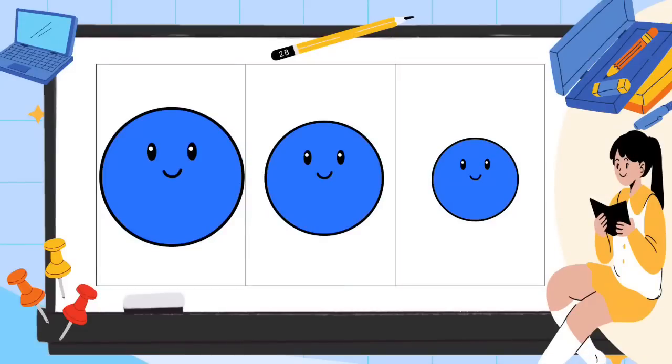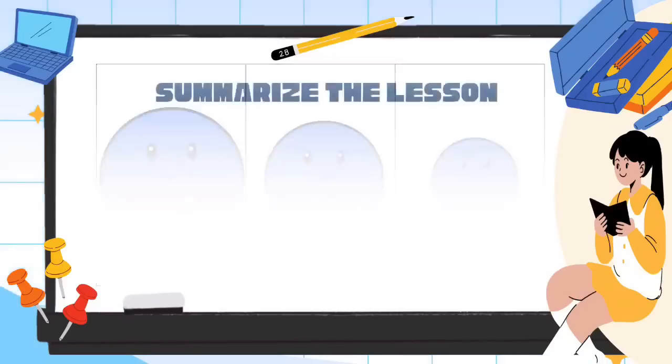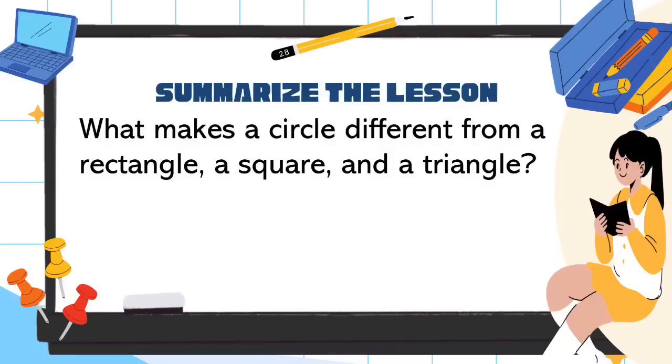Now, students, can a circle be big or small? The answer is yes, because circles can have different sizes. Now, to summarize the lesson, what makes a circle different from a rectangle, a square, and the triangle?